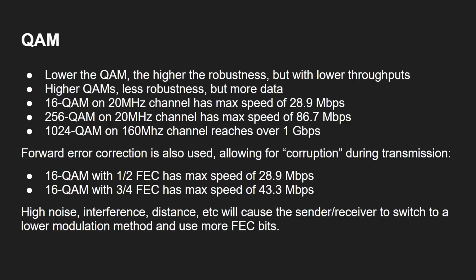And then you can get a maximum speed of 43.3 because more of the bits are being used for actual data and not being used for error correction. That's still using 16 QAM. So clean signals at high QAMs, high channel widths, without too much error correction, is going to get you the best speeds. Now, obviously, high noise, interference, distance will cause the sender and receiver to switch to lower modulation methods and use more error correction bits.